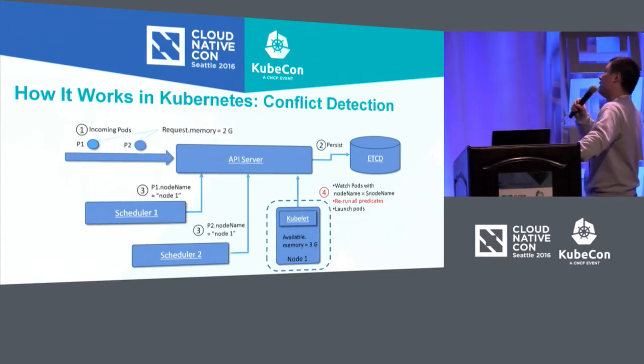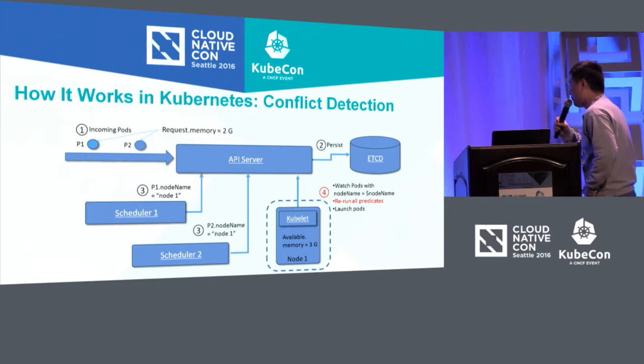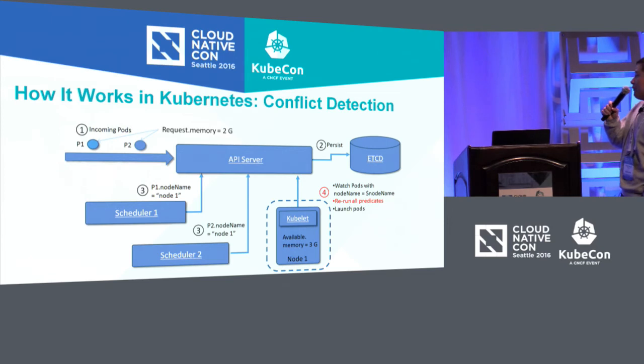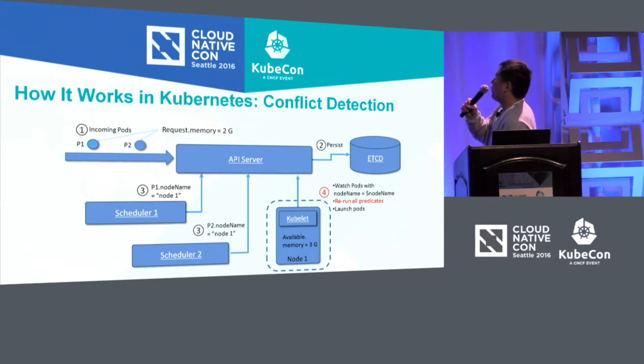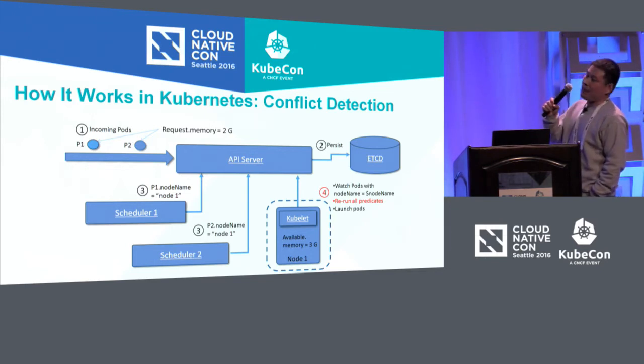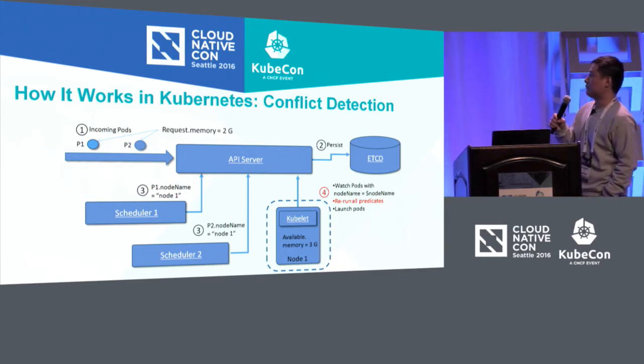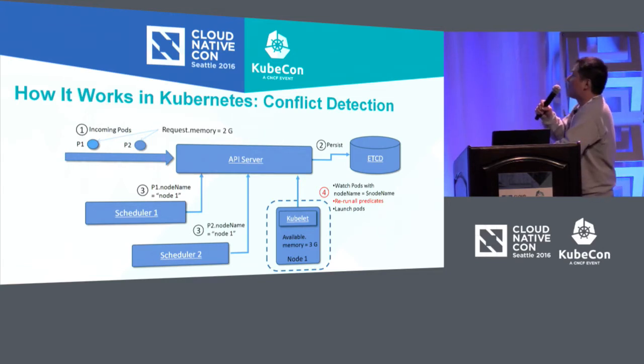The second feature that is provided by Kubernetes to support multiple schedulers is conflict detection. We can explain the problem with a very simple example. Let's say we have a very small Kubernetes cluster, which has only one node. And we have 2 scheduler instances. Now 2 pods are submitted to the API server, and they are picked up by scheduler 1 and scheduler 2. Let's say both pods require 2 gigabytes of memory, and on the only node, we have 3 gigabytes of memory available.